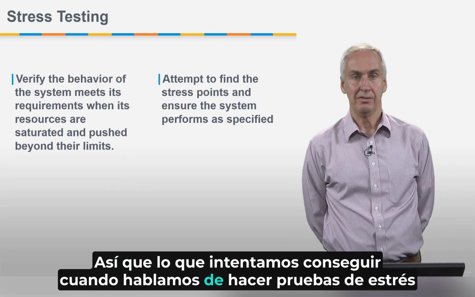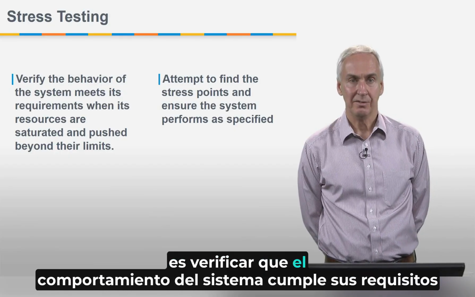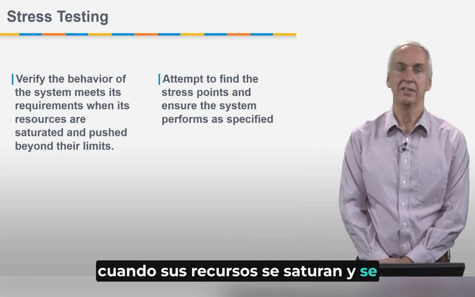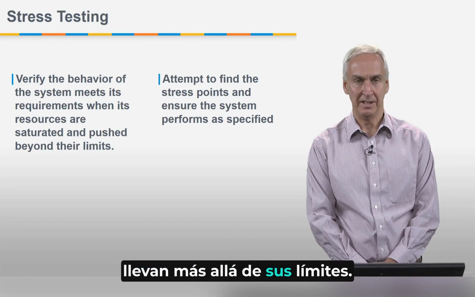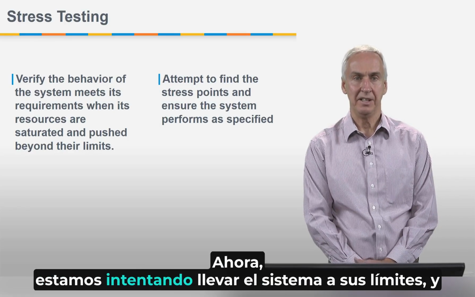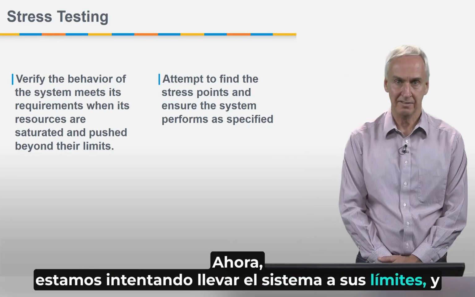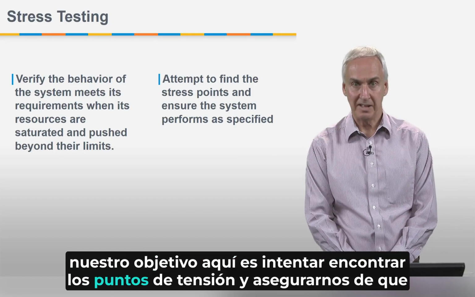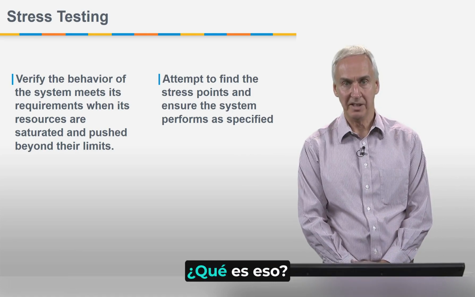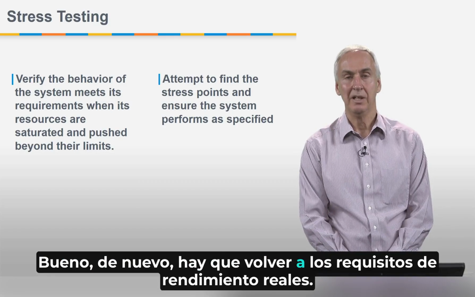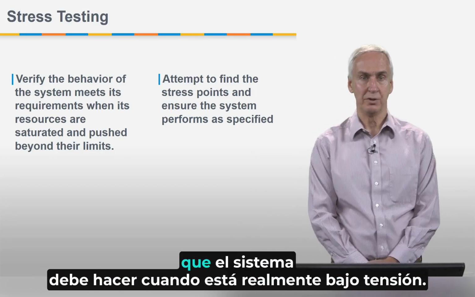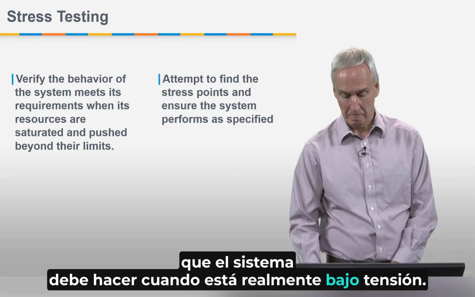So what we are trying to achieve when we talk about doing stress testing is to verify that the behavior of the system meets its requirements when its resources are saturated and pushed beyond their limits. This is a little bit of a difference from general performance testing. Now we're attempting to push the system to its limits. Our goal here is to find the stress points and to ensure that the system performs as specified. What is that? Well, again, we have to go back to the actual performance requirements. The performance requirements need to address what the system should do when it is indeed under stress.